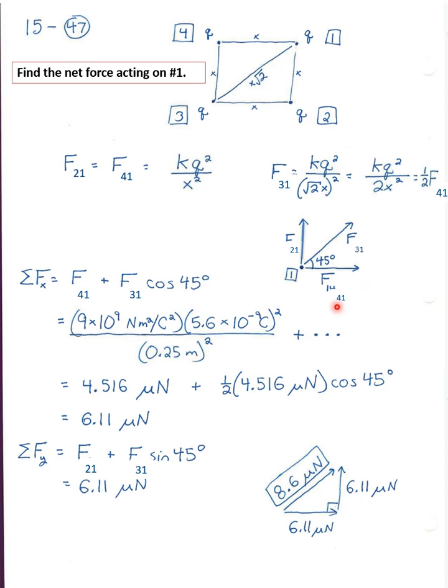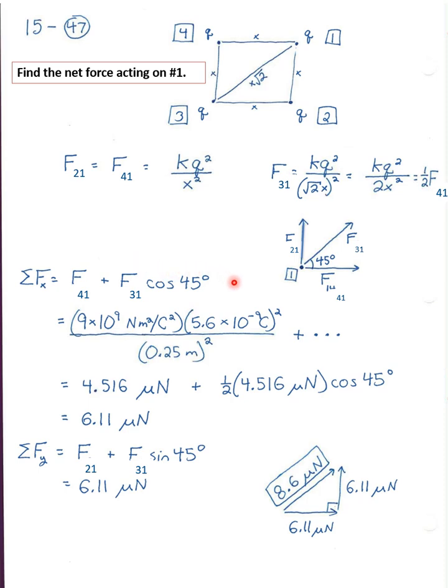Sorry about the writing here. I had written force of 1 on 4, and then I changed it to 4 on 1, but didn't completely block it out. That's the force of 4 on 1. Plus, we need the x component of the force of 3 on 1, and that's going to be the force of 3 on 1 times the cosine of 45 degrees.